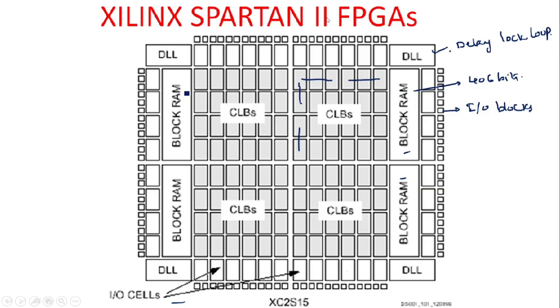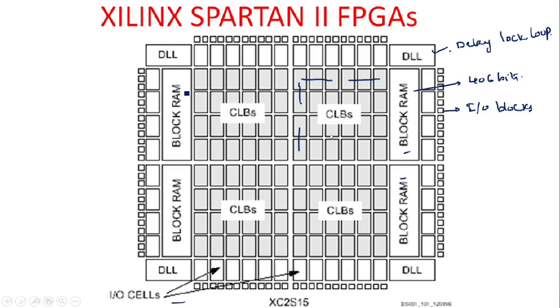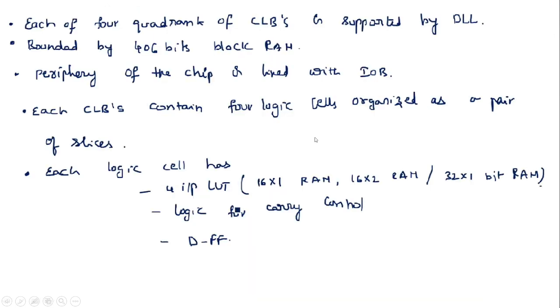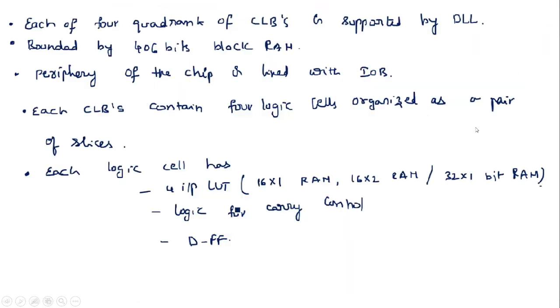And this is the Xilinx Spartan FPGA. You have delay locked loops and 4K-bit block RAM. IO blocks will be there, and inside there will be CLBs, configurable logic blocks. The CLBs are arranged like quadrants. Each of the four quadrants of CLBs is supported by a DLL, bounded by block RAM.